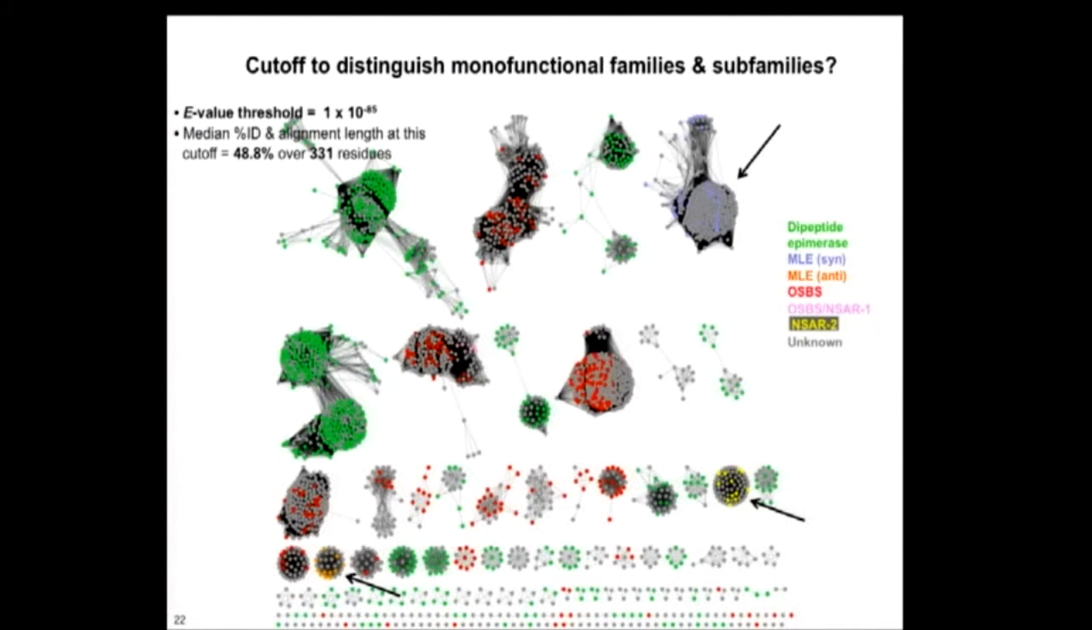We have used basically a lot of trial and error and an enormous amount of intuition and experimental information to begin to identify thresholds where we think we're starting to see monofunctional families. And that's what we're really going after. So this happens to be the threshold for the enolase superfamily. It's different for every superfamily.